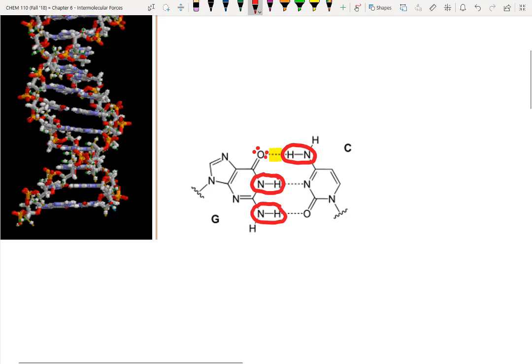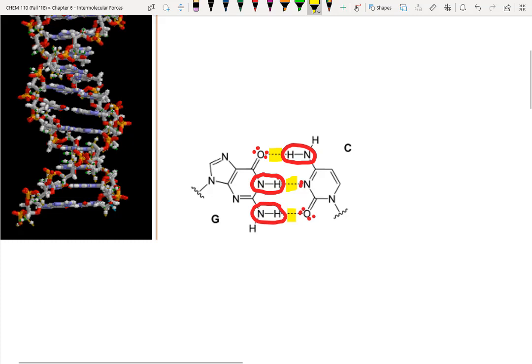And then down here we've got a nitrogen with the lone pair. Just like the other one, it can share electron density. And then up here we've got 2 lone pairs that can share electron density here. So this specific set of base pairs will actually stick together through 3 separate hydrogen bonds all at the same time.